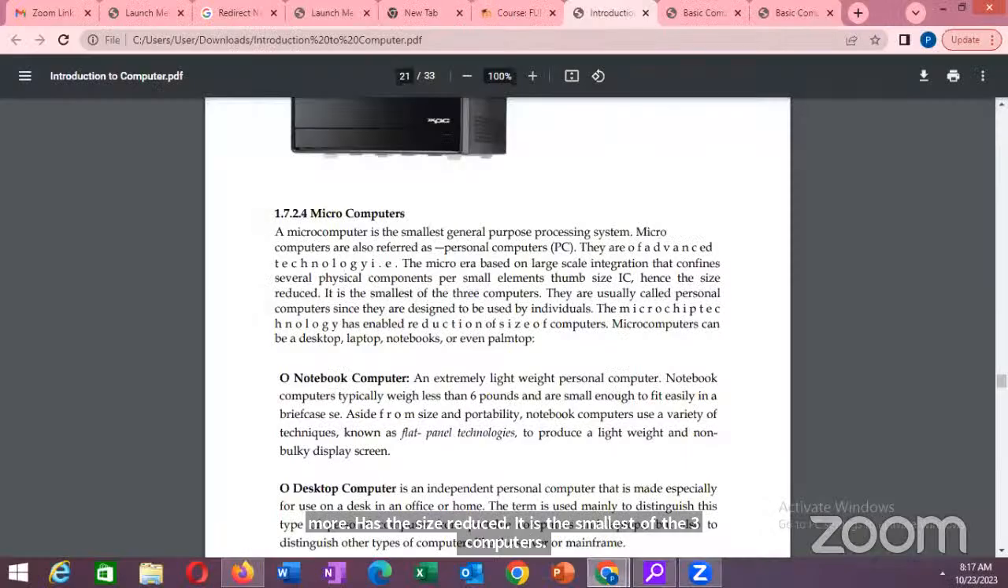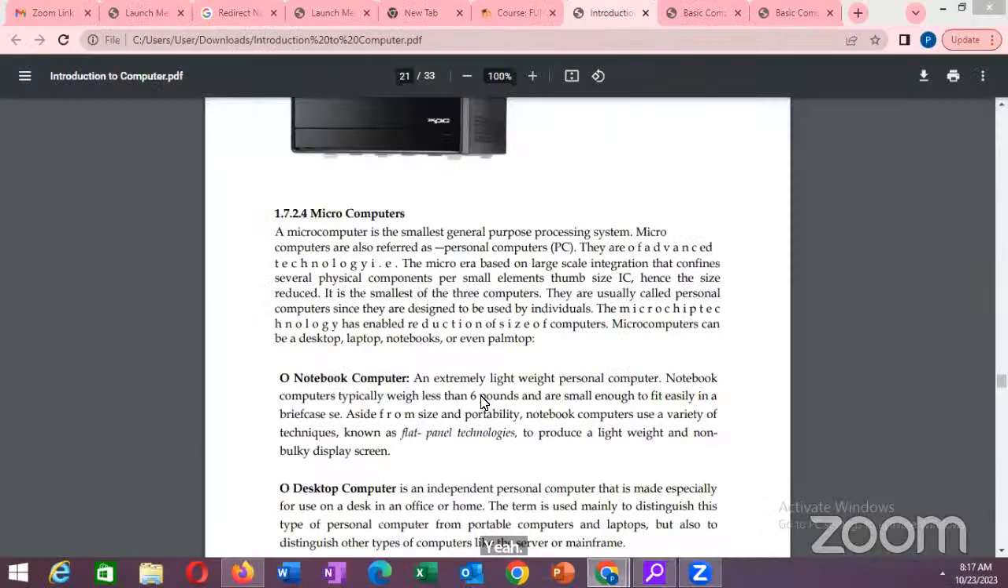They are usually called personal computers since they are designed to be used by individuals. The microchip technology has enabled reduction of size of computers. Microcomputers can be desktop, laptop, notebook, or even palm top.